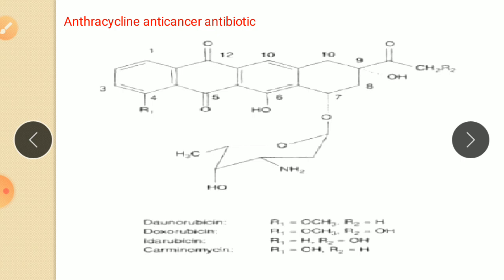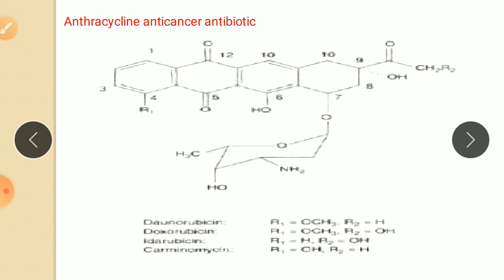So regarding the mechanism of action, this drug acts through intercalation, that is, it intercalates with the DNA molecule. Mainly these rings are intercalated in the DNA, and there is also generation of free radicals, but that is associated with the toxicity of this drug. This drug also inhibits the topoisomerase II enzyme, which causes breaking of the DNA strand, and this drug is an S-phase specific drug.